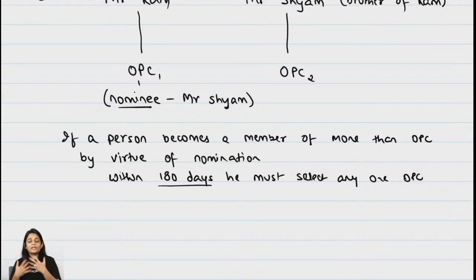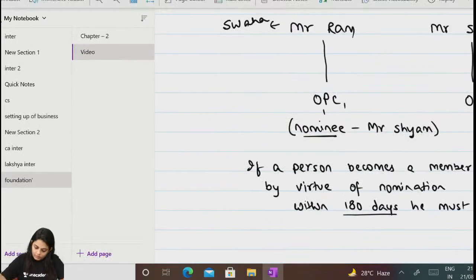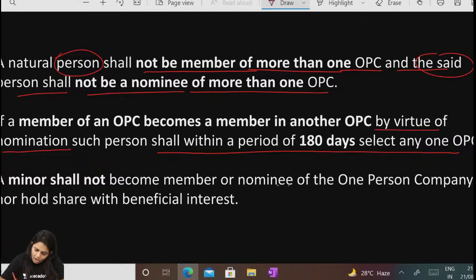But ma'am, my son is 15 years old. Ma'am, I want him to be my nominee. Arre baba, even if he is 17 years, 6 months, he cannot be. Then ma'am, what will I do? You appoint someone else as your nominee, and once the minor is a major, you can change the nomination. But you cannot make a minor a nominee. The reason being, if the member is Swaha and the nominee is a minor, who will take up the OPC? So, a minor cannot be a member or a nominee of an OPC. Correct? All of you clear?